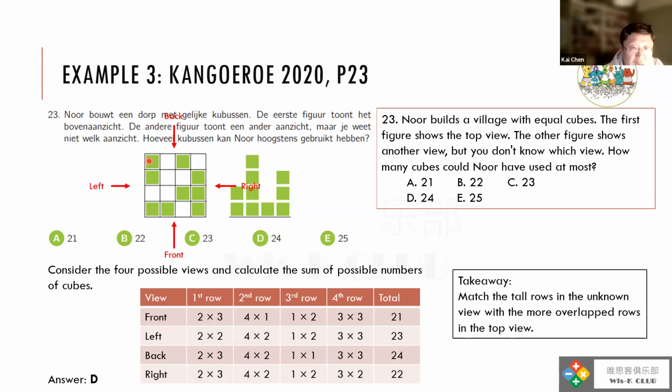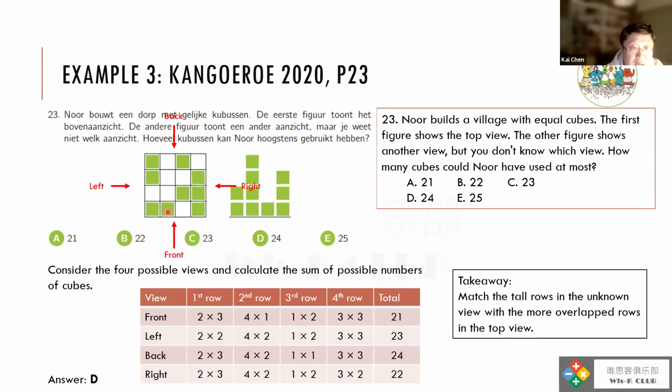Then the first column has three towers or three piles. And from the front, we know the highest tower is just 2 cubes, so the maximum number of cubes in this column is 2. So we can use 2 times 3, because there are 3 in the first column. That's the first row.